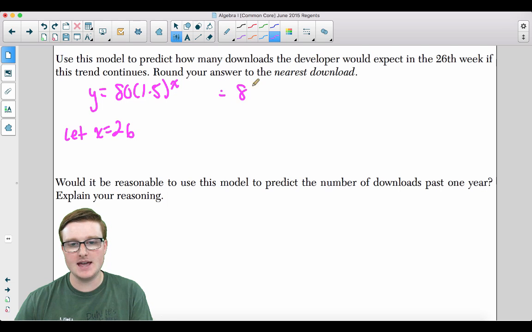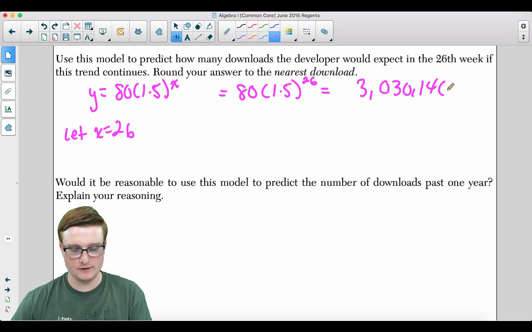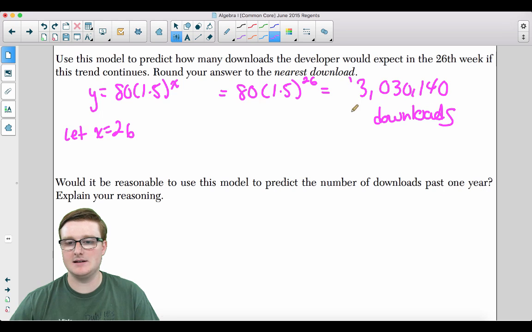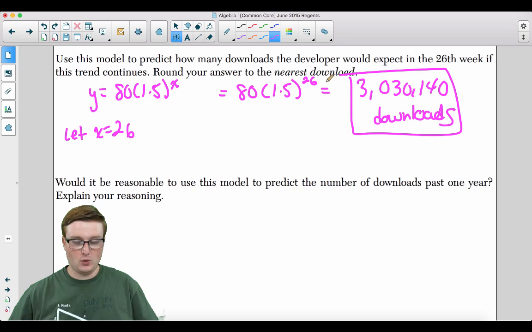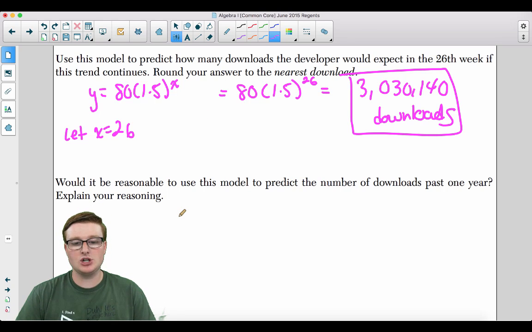So we have 80 times 1.5 to the 26th power, and that will give you 3,030,140 downloads, and that is your answer. And that is rounded to the nearest download. So 3,030,140 downloads.